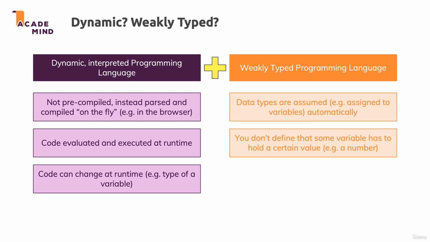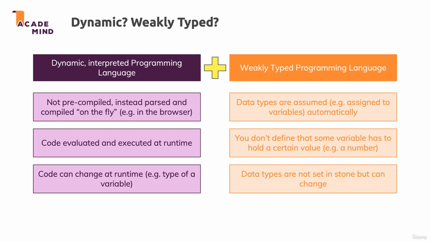It's forgiving there because it's dynamic, and it also doesn't care about strong type definitions in advance. Instead, you just store data in there and go with whatever type of data that holds. So data types are not set in stone, but can change. Now, this is arguably a bit more advanced. I just want you to be aware of these terms, dynamic and weakly typed, right now, and they will make more and more sense as we progress throughout this course and work with data and variables. For now, just be aware of these terms.